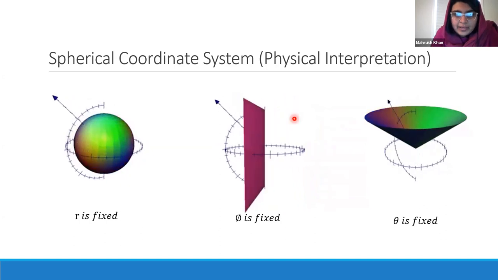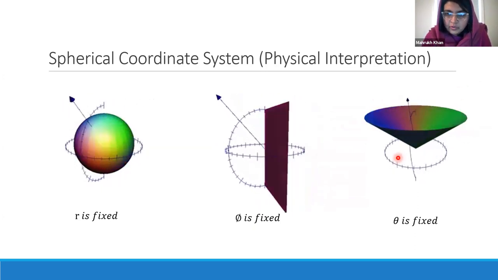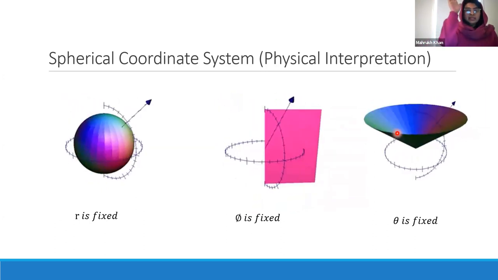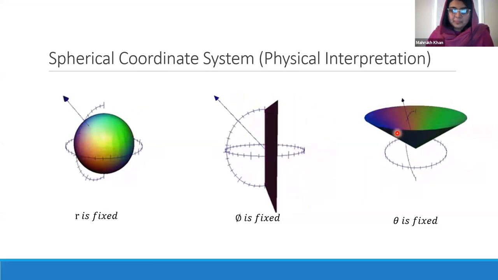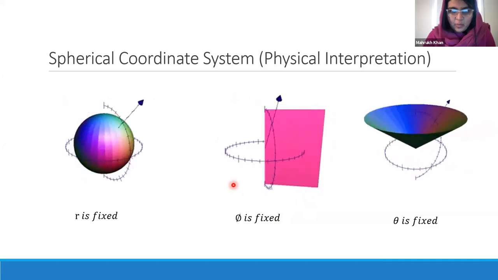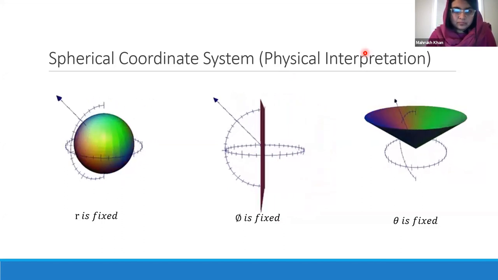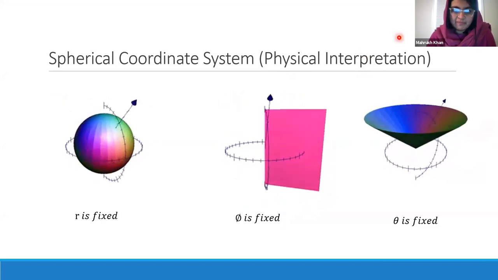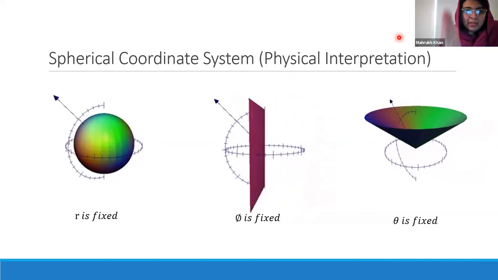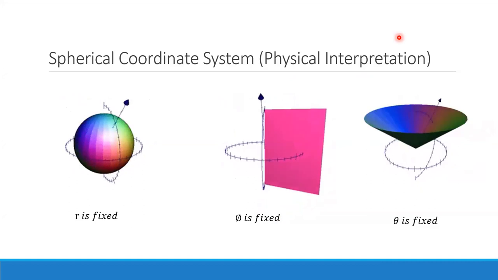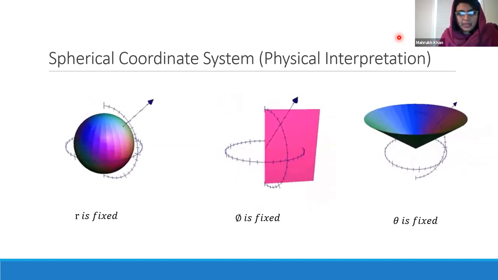And this is the scenario when your theta is fixed. Your R is changing from here to here, your phi is changing from here to here, but your theta is fixed like this. In the second figure, what will happen if I change my phi? Wouldn't it just look like the one all the way on the left? Yes, if I change my phi, this plane will move to some other angle. Right, that's what I meant. And what happens if I change my theta in this third figure?